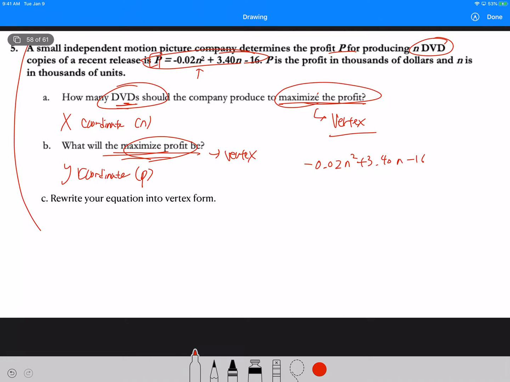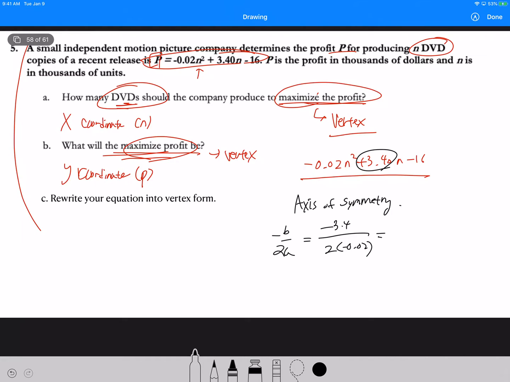So we have the quadratic equation, and we are looking for the vertex. In standard form, what's the first thing we need to do? We've got to look for the axis of symmetry, always, and it's going to work fabulously. Negative 3.4 over 2 times negative 0.2. For those of you who do not know the formula, it's negative b over 2a. So then, all I'm going to do is negative 3.4 divided by negative 2 times 0.02, which is negative 0.04, and I believe we get 85. So the x-coordinate here will be 85 because that's your axis of symmetry.